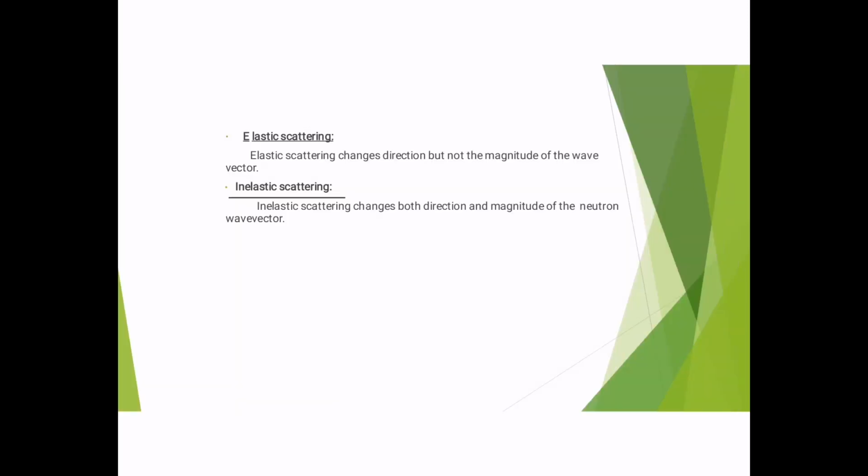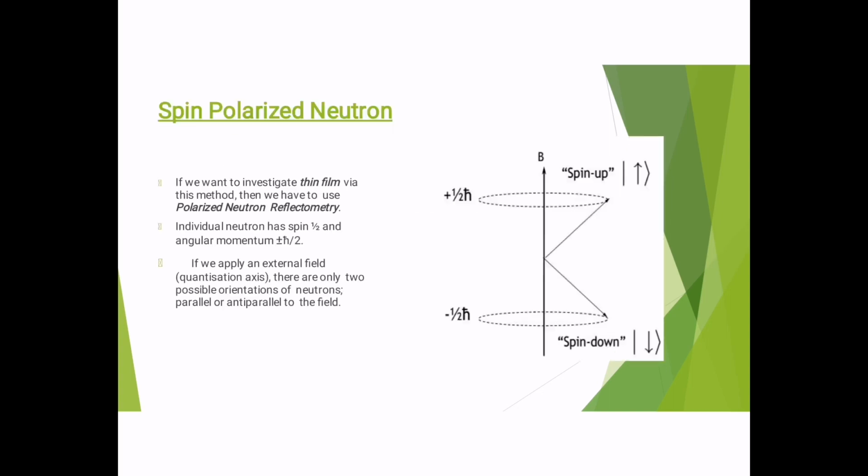Elastic scattering changes the direction but not the magnitude of the wave vector, while inelastic scattering changes both the direction as well as the magnitude of the neutron wave vector. Next is the spin polarized neutron.